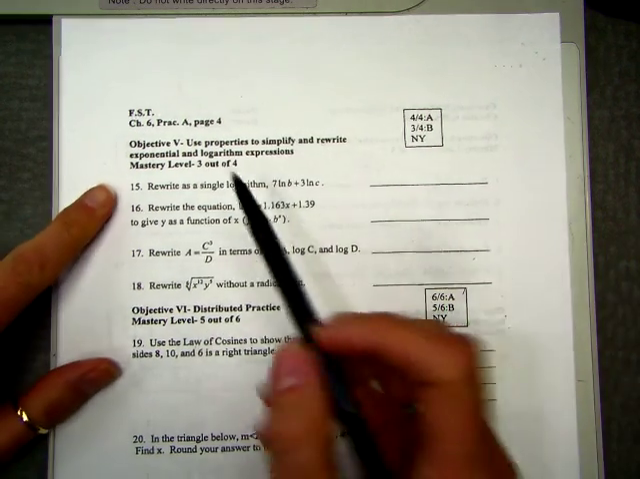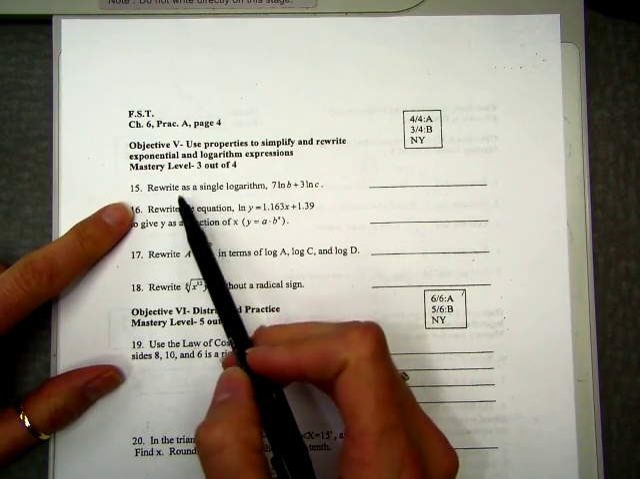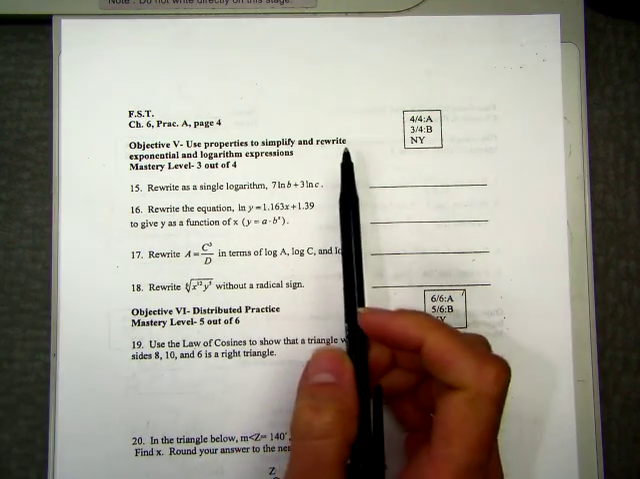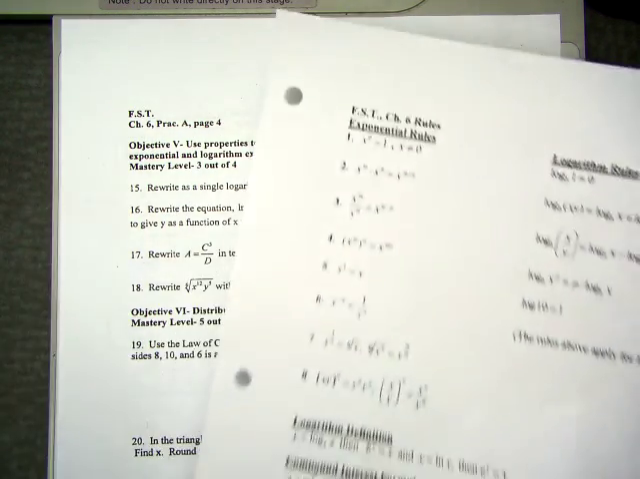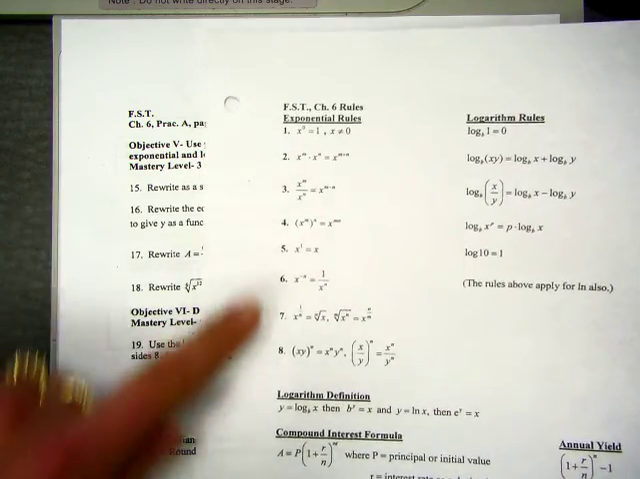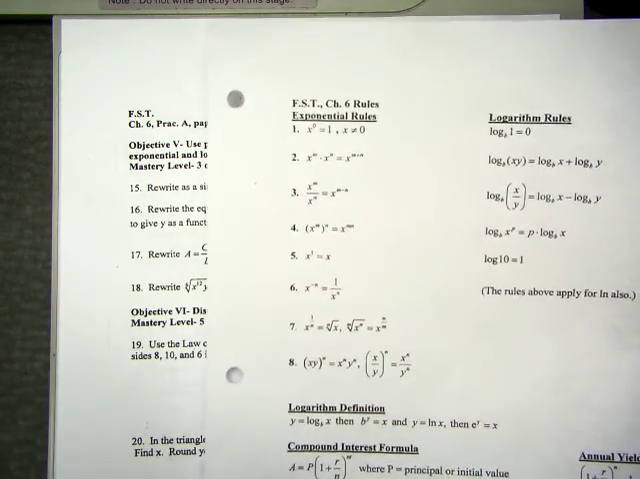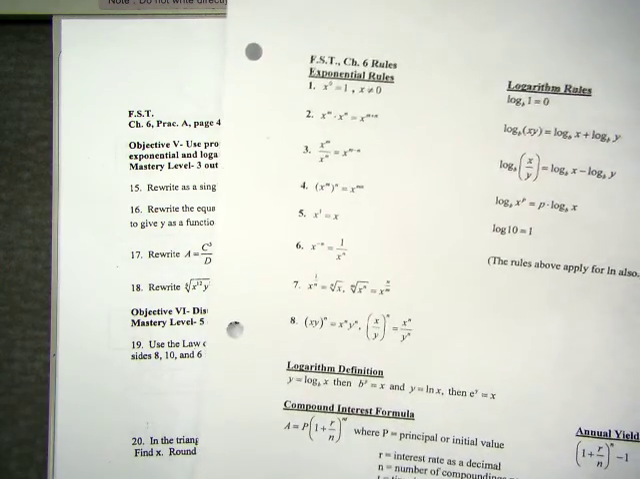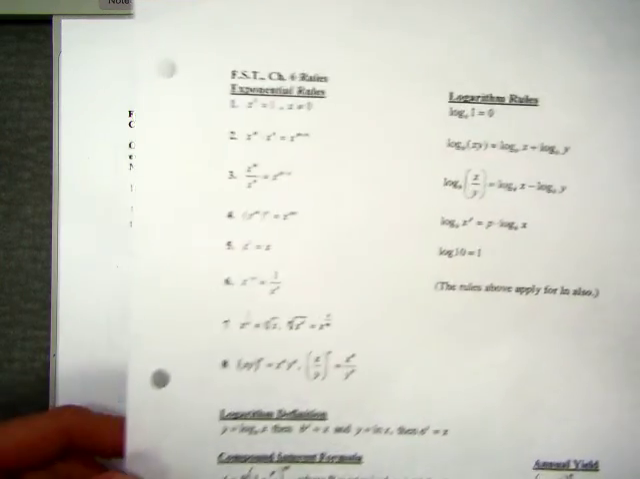So for objective 5, it says rewrite this thing as a single logarithm. I think I told you guys that this sheet, as long as it doesn't have any extra stuff on it, will be able to be by your desk during the test. All right. So hopefully that's helpful. It's full of formulas and things.